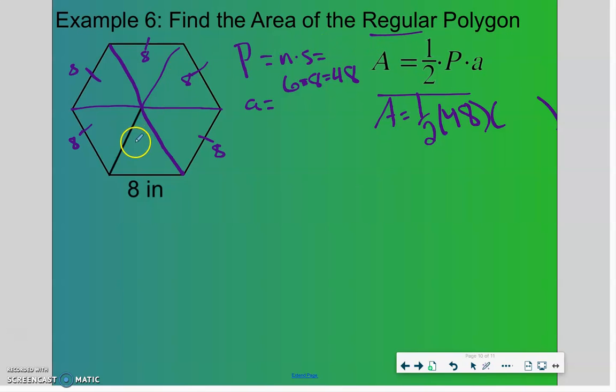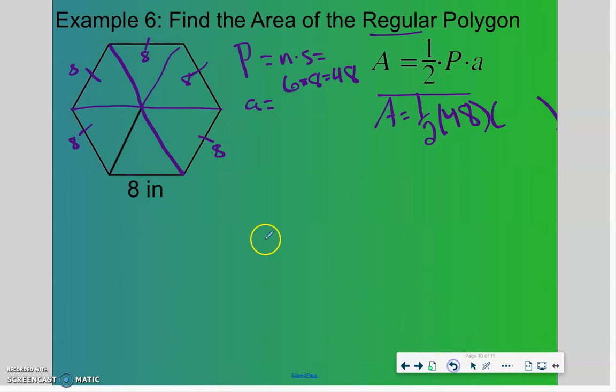But since this is a regular polygon, we can break this up into 6 congruent triangles, and since it's regular, we know that all these have to be equal to each other. Vertical angles, angle side, and then we know 8, 8, 8. So due to that, we know that all the triangles are the same. We also know that going completely around the circle is 360 degrees, so all of the angles around the center, when you connect these, are going to have to add up to 360 degrees.